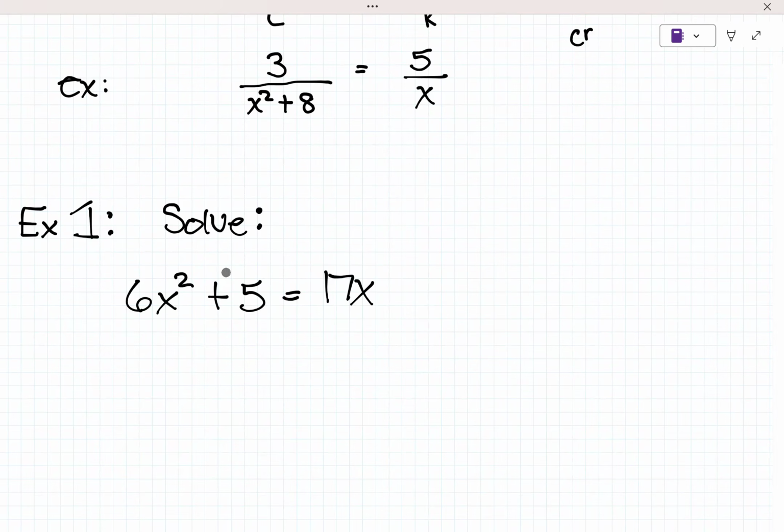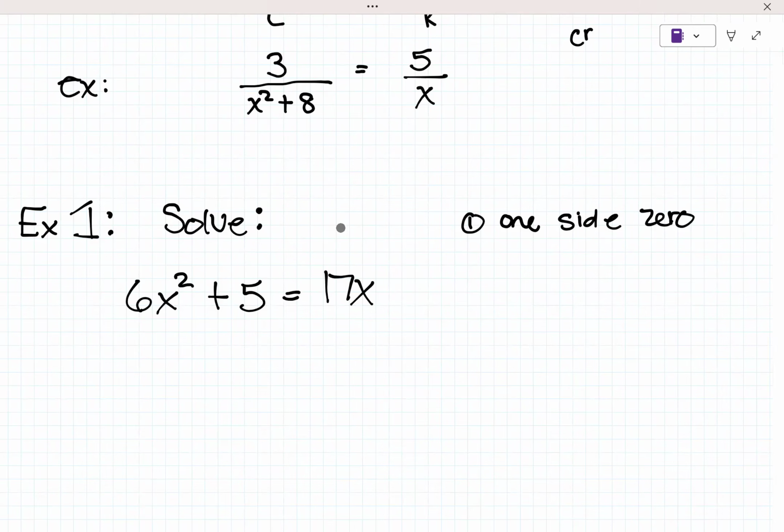So let's solve this one. So we have this quadratic parabola. We have 6x squared plus 5 equals 17x. We've got to solve, basically find the x step. So what I would do first is make sure you have one side that is zero, one side that has zero.